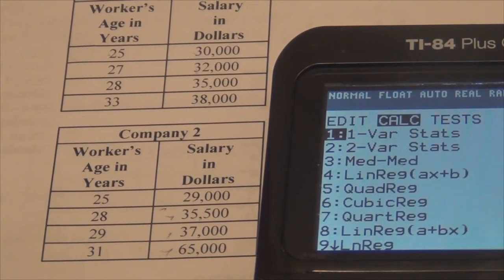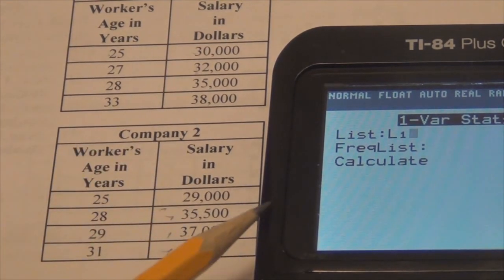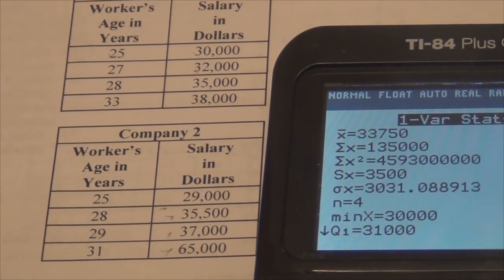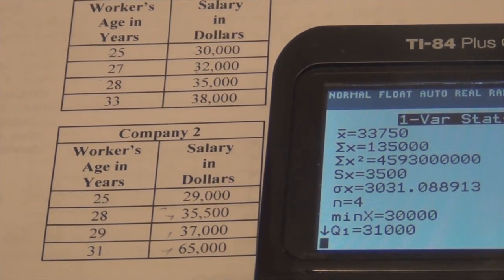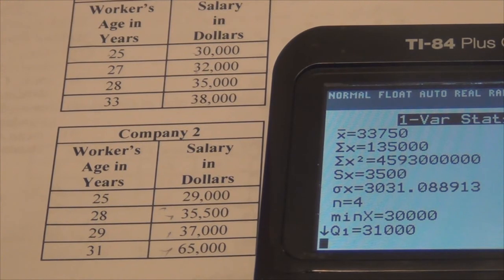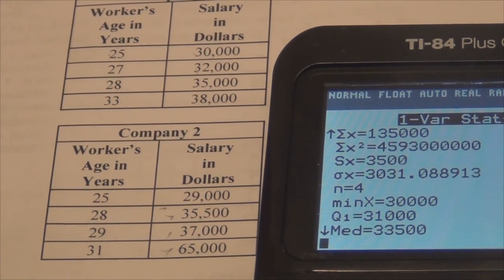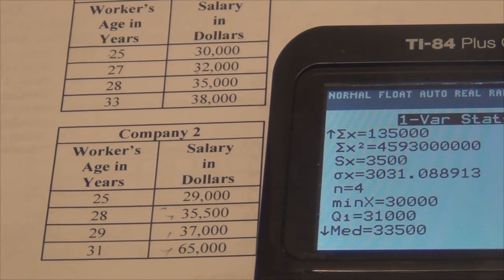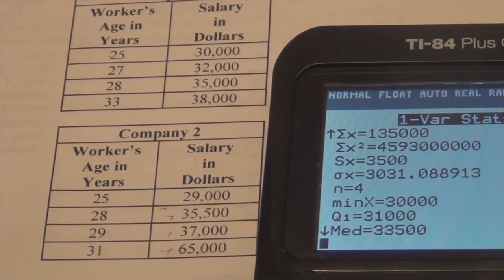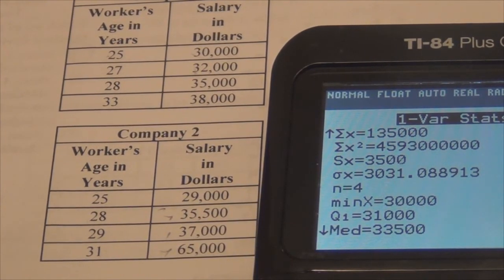Now let us go with the first company. I'm going to calculate the statistics. I know I put the first company on L1, so I press second and the number 1. So that's what I have, and I'm going to copy it down. The average is 33,750. The median is 33,500. The range is the maximum salary minus the minimum. No, we're talking about the first one. Sorry. Okay, 38,000 minus 30,000.